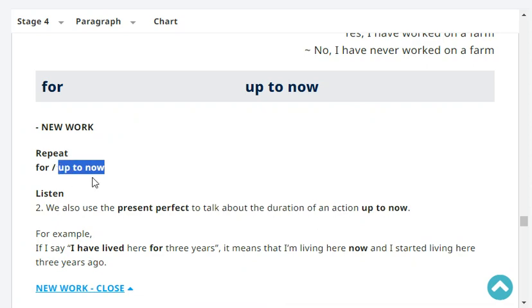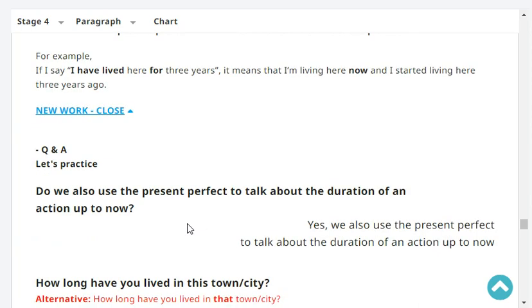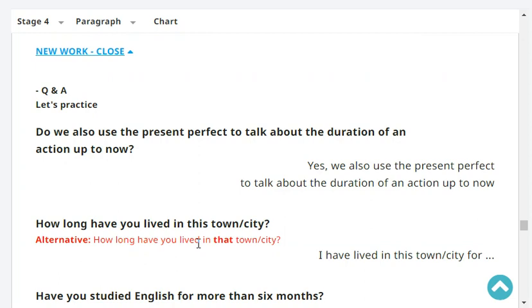Okay, listen. Number two, we use the present perfect to talk about the duration of an action up to now. For example, if I say I have lived here for 3 years, it means that I'm living here now and I started living here 3 years ago. Let's practice. Do we also use the present perfect to talk about the duration of an action up to now? Yes, we also use the present perfect to talk about the duration of an action up to now.